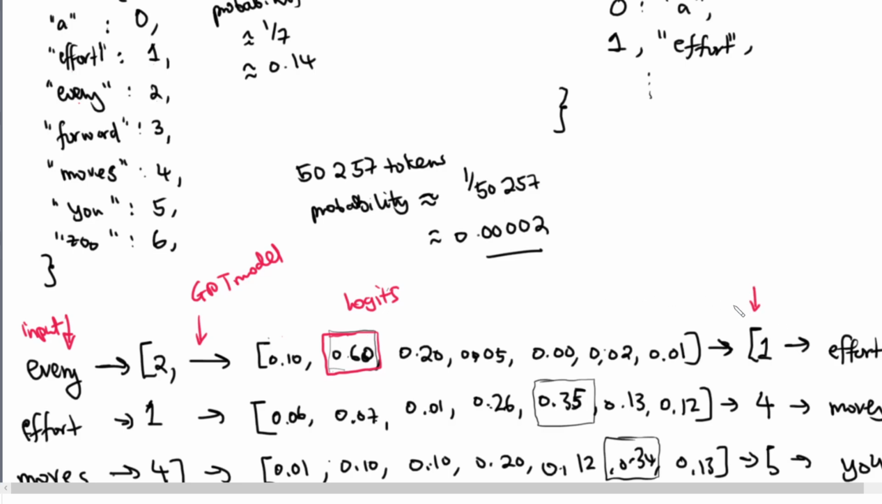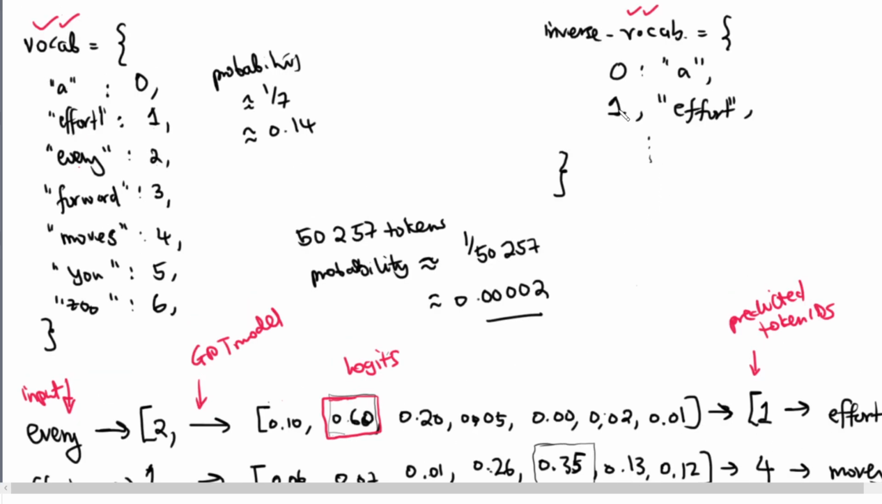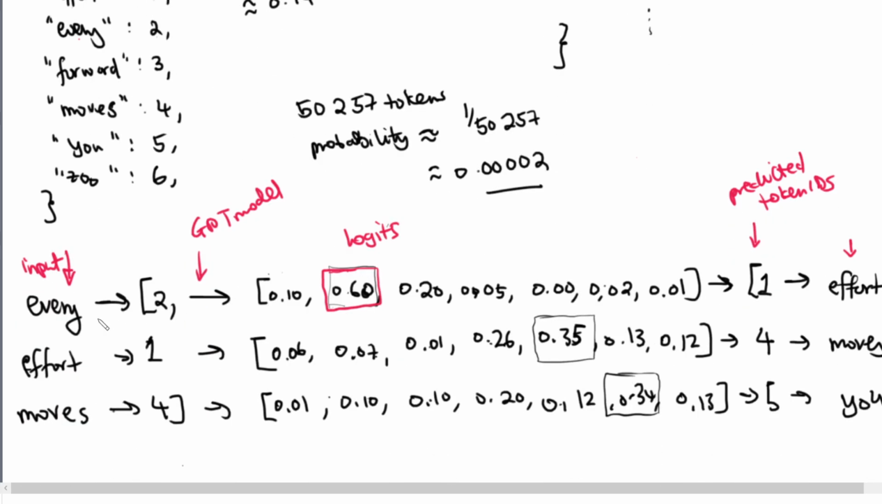So our prediction becomes the predicted token IDs. Those are the token IDs that we're predicting, and we go to the inverse vocabulary. We ask which token is token number 1. It is effort, and then we print this word, effort. Once we do that, we add effort to our input. So now we have 2, 1, and we put 2, 1 into our GPT model. These are the logits that it predicts.